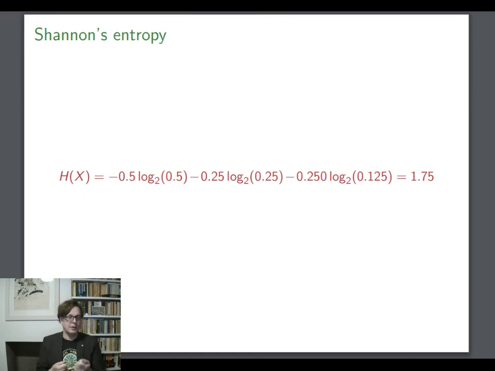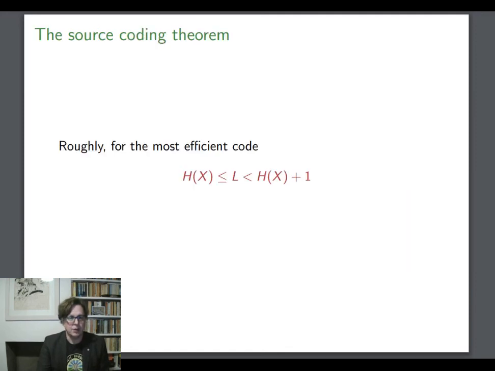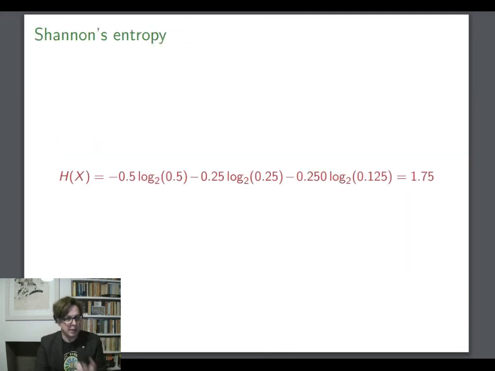And so each of these logs is giving us the length of the corresponding code word. And because of that, Shannon's entropy is also equal to 1.75. And so you'll notice that Shannon's entropy for the code is the same as the expected length. That is kind of special.